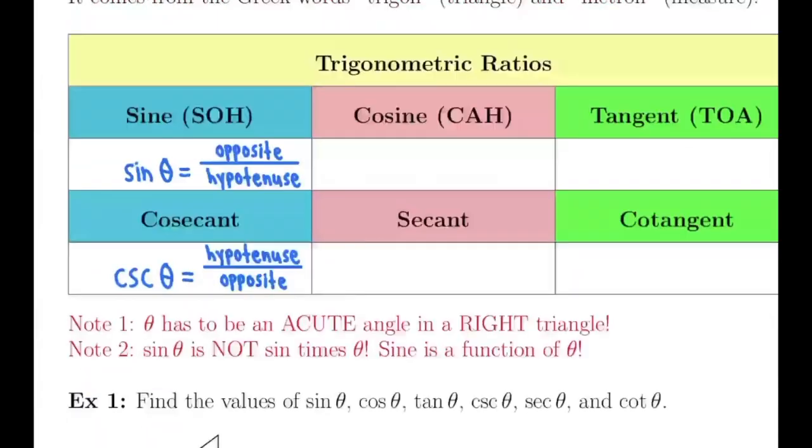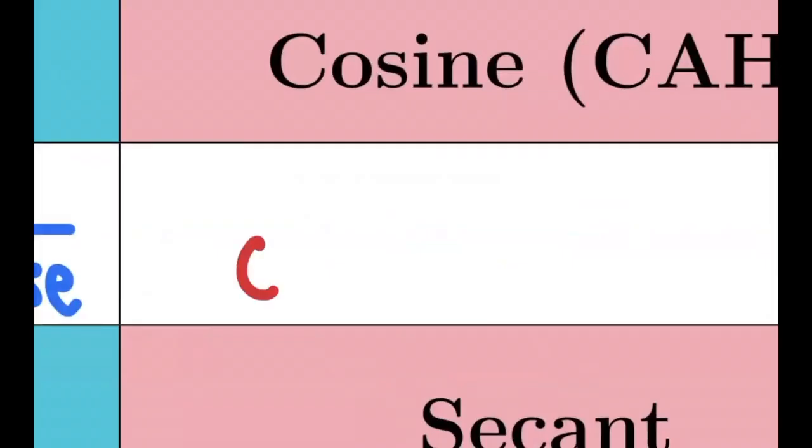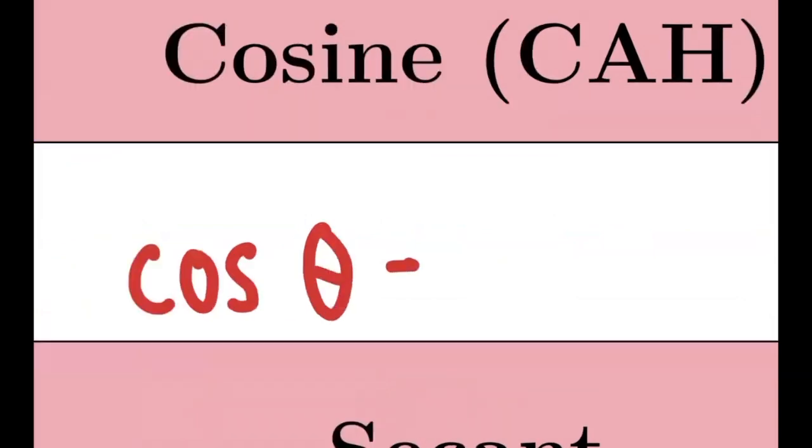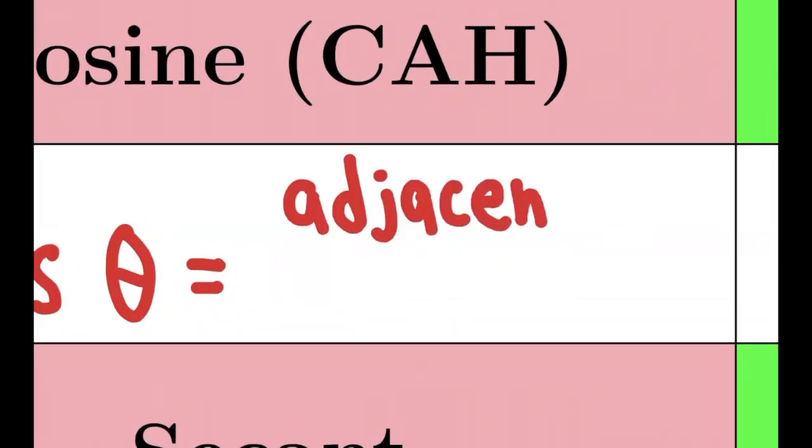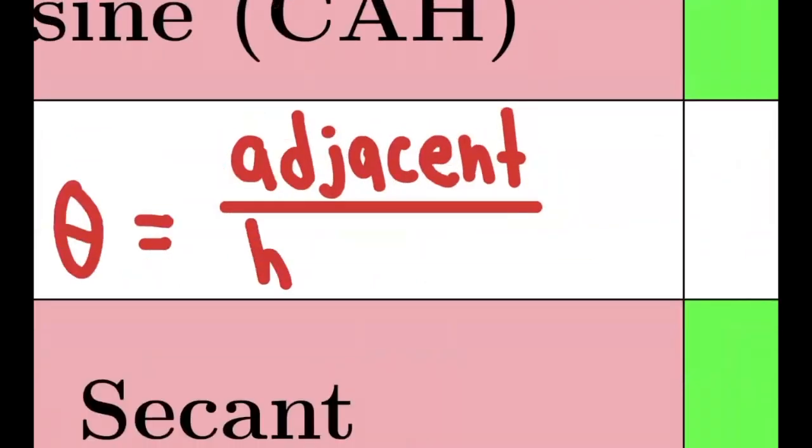All right, now let's do cosine. So cosine is abbreviated cos, C-O-S. So cosine of theta is defined as the length of the leg adjacent to theta. Adjacent basically means right next to, over the length of the hypotenuse.